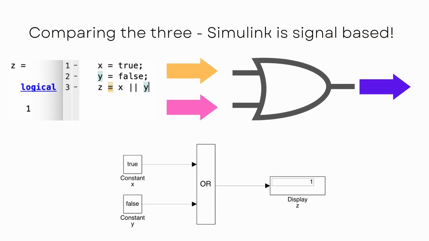So here's the summary. This is an OR gate in Matlab, as a symbolic circuit, and in Simulink. Note that in the Matlab version, we create a variable z to assign the output of x or y. However, in the symbolic version, or say in an electrical circuit, or even in Simulink, we don't create a new variable. It's just a new signal that is created that gets propagated. And that's why I like to think of Simulink as being a signal-based language. We have inputs, we perform an operation on it, and create a new signal.